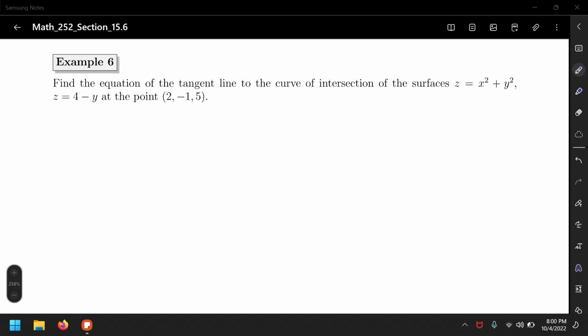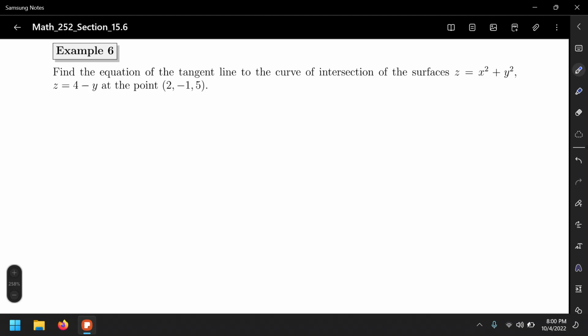Let's see, they're asking us to find the equation of the tangent line to the curve of intersection of the surfaces z equals x squared plus y squared, and z equals 4 minus y at the point (2, -1, 5). Alright, so intersection of surfaces, well, it seems like we will have to calculate a couple of gradients, and well, how about we look at the picture for this.